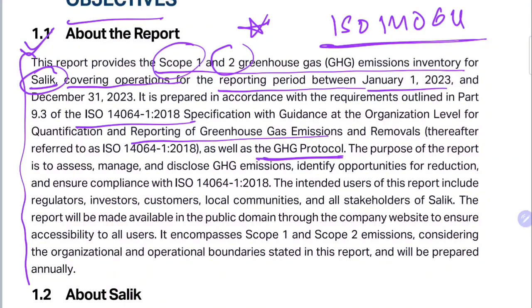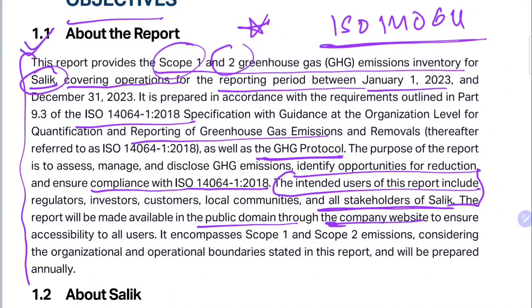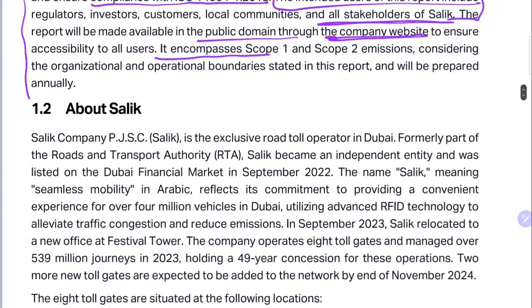What is the purpose of the report? It's to assess, manage, disclose GHG emissions and also to identify opportunities for reduction and ensure compliance levels. The intended users of this report include regulators, investors, customers, local communities, and all other stakeholders of the Salik also. So this is very important for you to know who the stakeholders are. The report will be made available in the public domain through the company website. So anybody can go to the social media and the company website. You can download this. It encompasses Scope 1 and 2 emissions considering the organizational operational boundaries stated in the report. So we will see that.